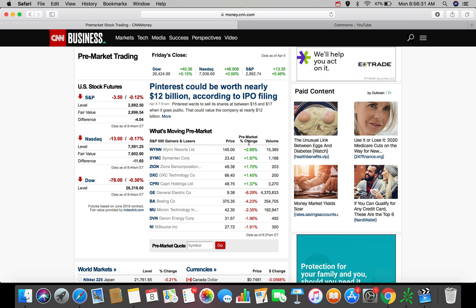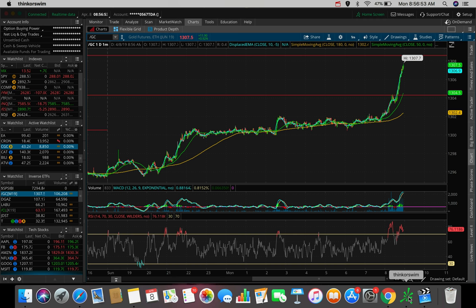Another interesting thing here, guys, I haven't really done research on this, is Pinterest could be worth nearly $12 billion, with shares between $15 and $17 for its IPO. This is something I definitely need to do more research on. What do you guys think about that? I honestly have no idea and knowledge about that IPO, but I would love to do some more research on that.